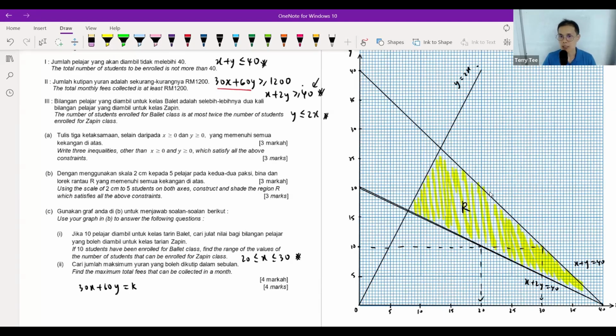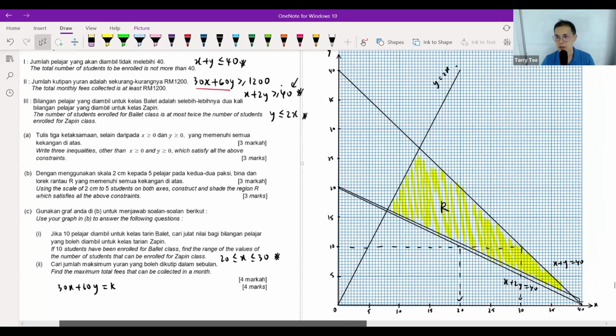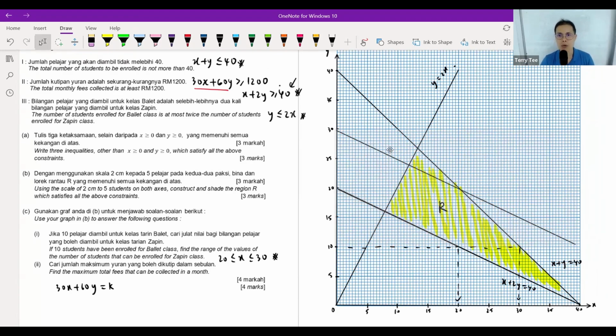This is the first line. Let me adjust a little bit. So this first line is over here. We are drawing another line that is parallel to this line, but it gives us the maximum y-intercept, because your k is maximum when the y-intercept is maximum. So I'm going to move it up and make sure it passes through a point in the shaded region here.